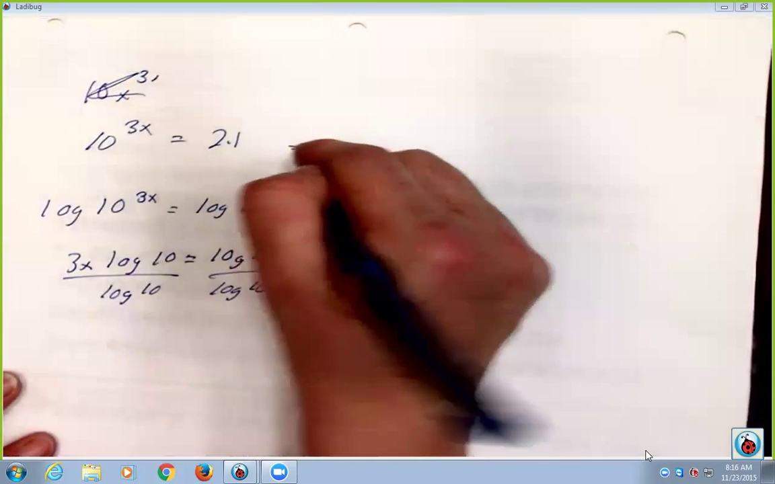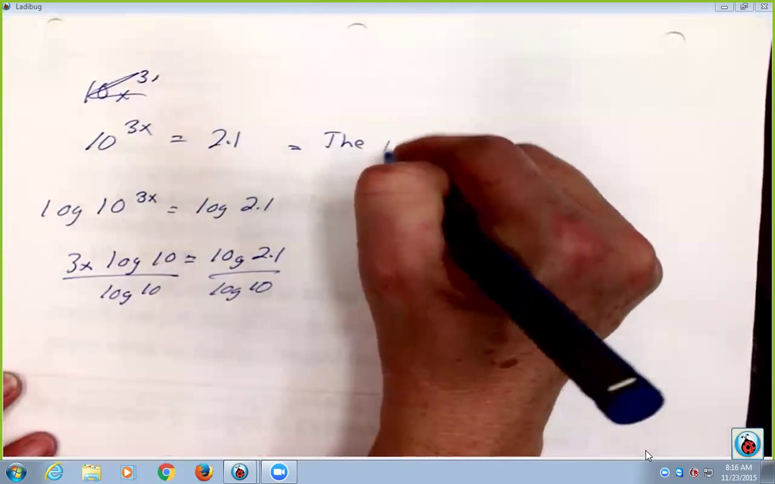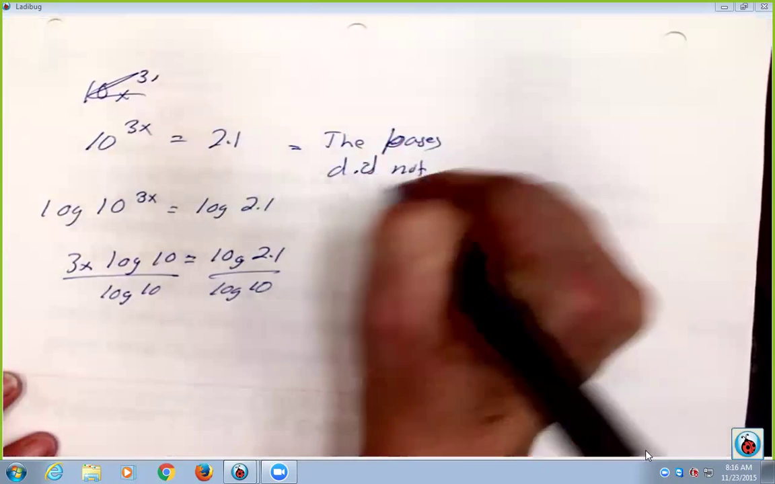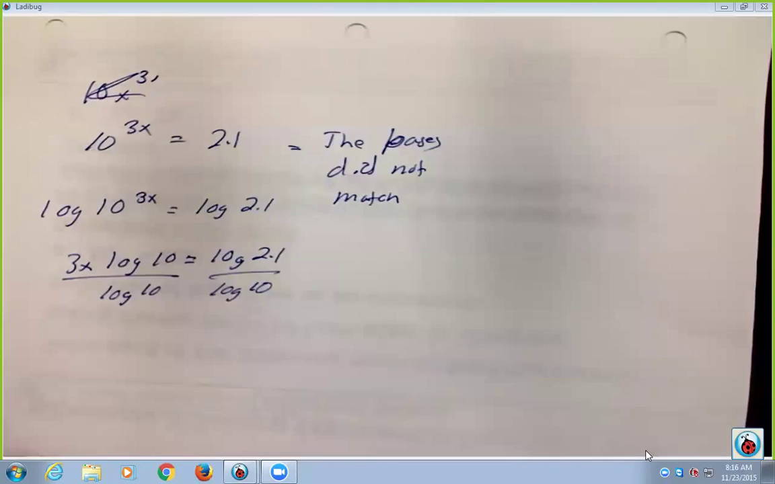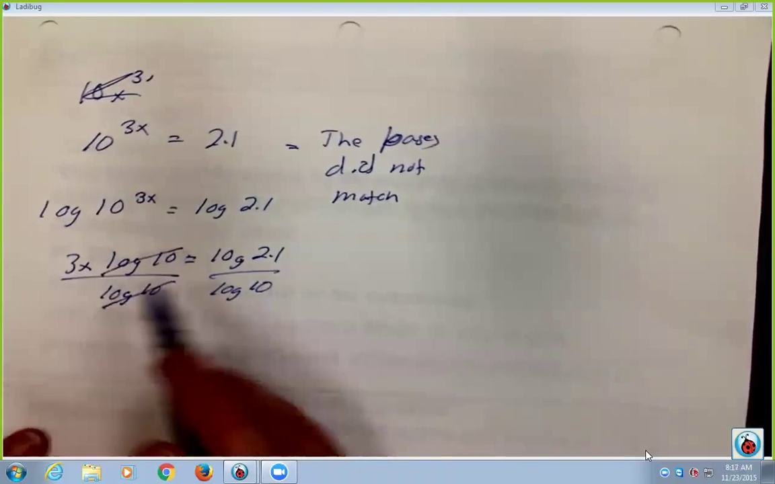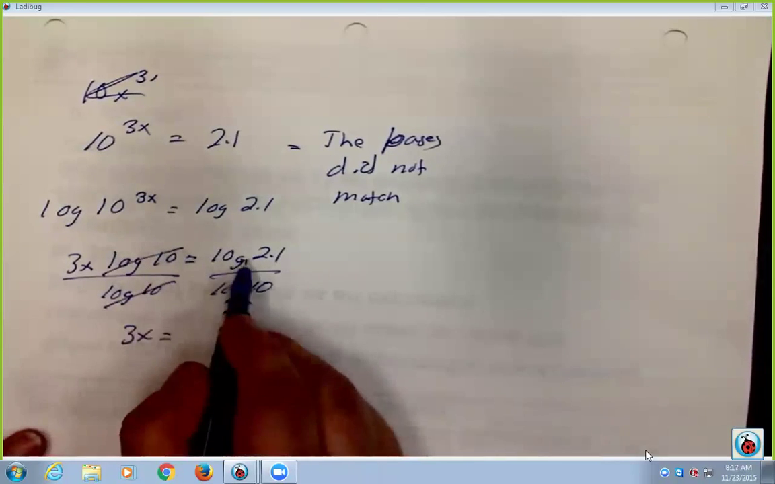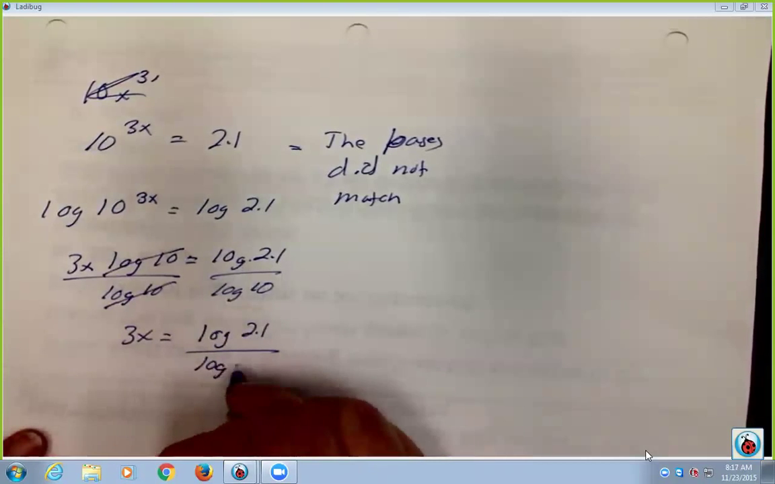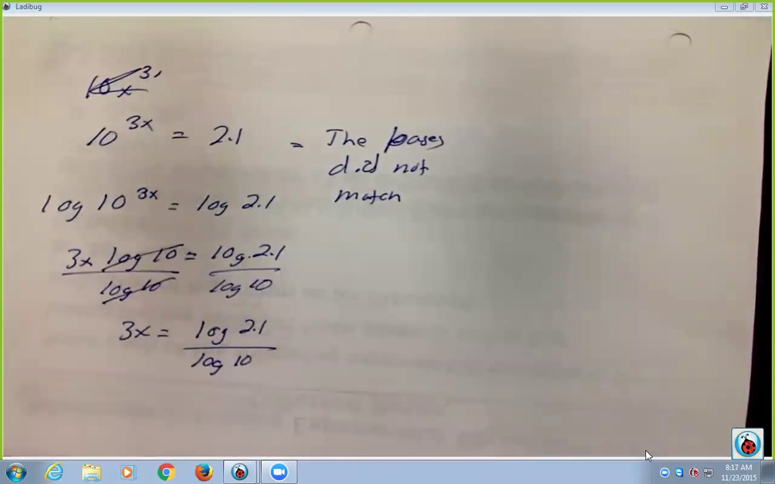Again, what happened here is the bases did not match. So because they did not match, we needed to come up with another way to solve it. So these log 10s cancel. And on this side, I have log 2.1 divided by log 10. So I can just stick that on my calculator and work it out. So does it work out? So let's figure out what we get.